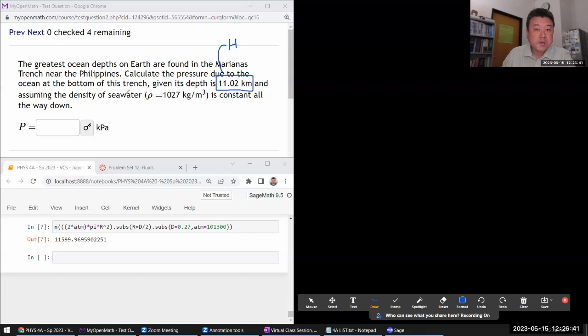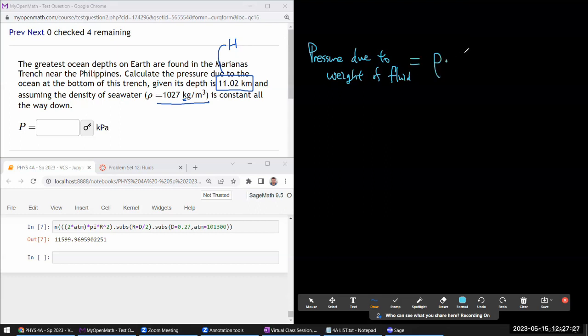So let me call this H. And assuming the density of seawater, and this is in basic SI unit, don't get fooled by kilo in kilogram, is constant all the way down. Okay, so this uses one of the expressions that we derived in lecture. We derived this both on the way to deriving buoyancy force and also as a generally useful expression, which is pressure due to weight of fluid. I don't think there's any shorter name than that, so I just have to spell it out each time. That pressure is given by the density of fluid times g times the height of the fluid.